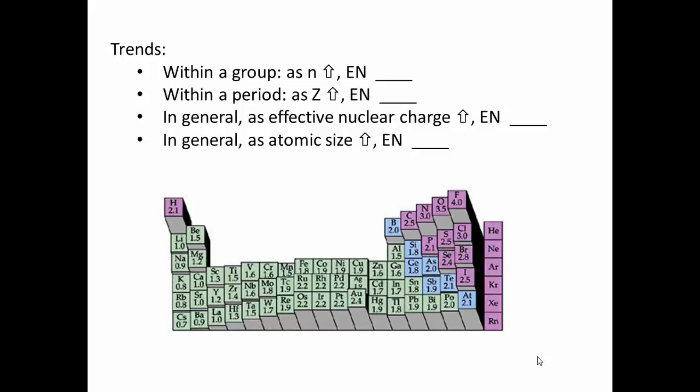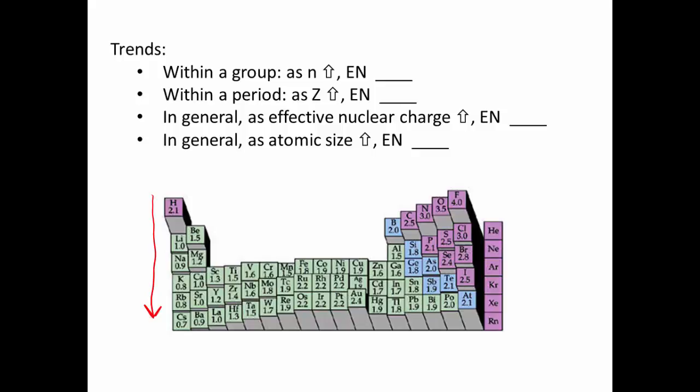If you take a look within a group, so let's just look at the first group, we see that the value tends to drop as we go down the group. This is because our value of n, our number of shells, is increasing. So let's just draw an arrow down this way.